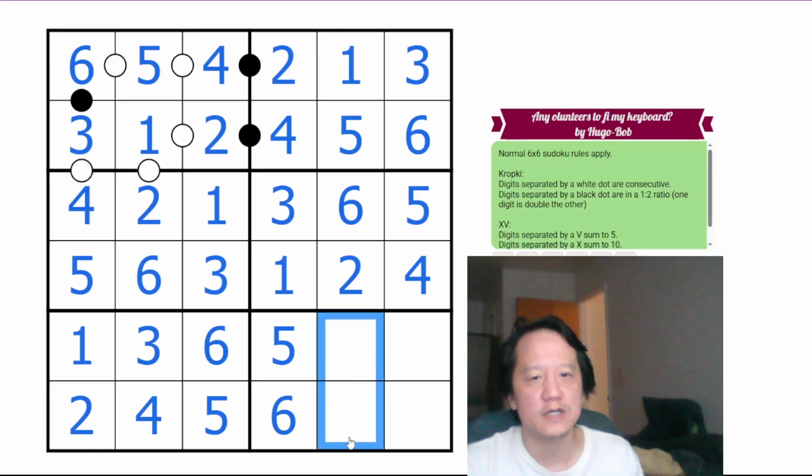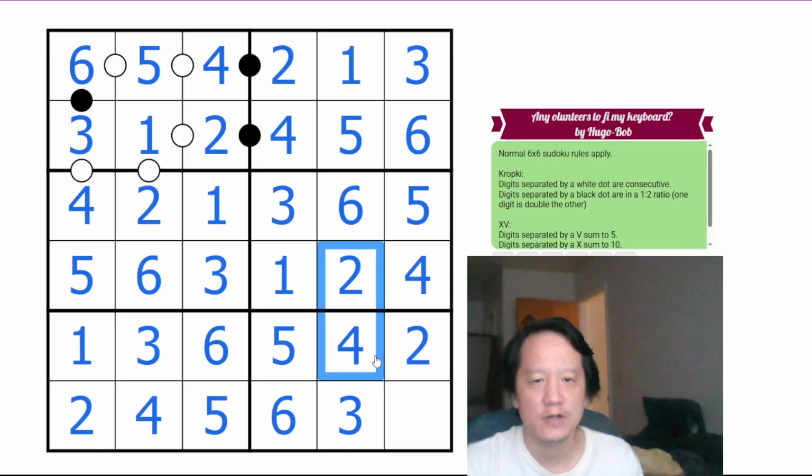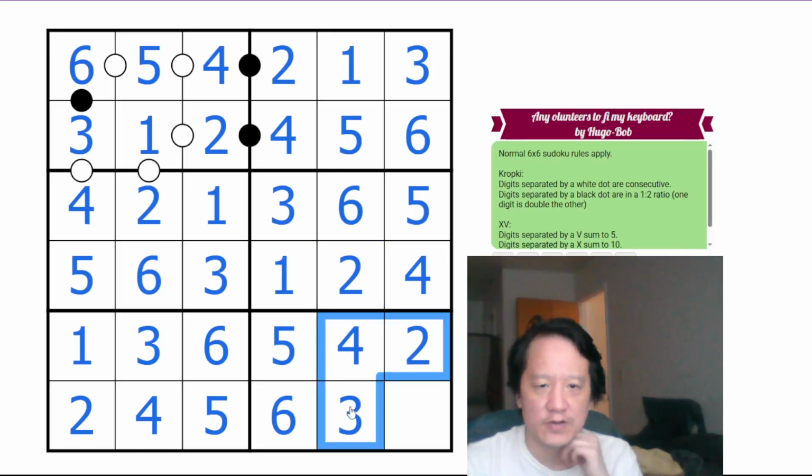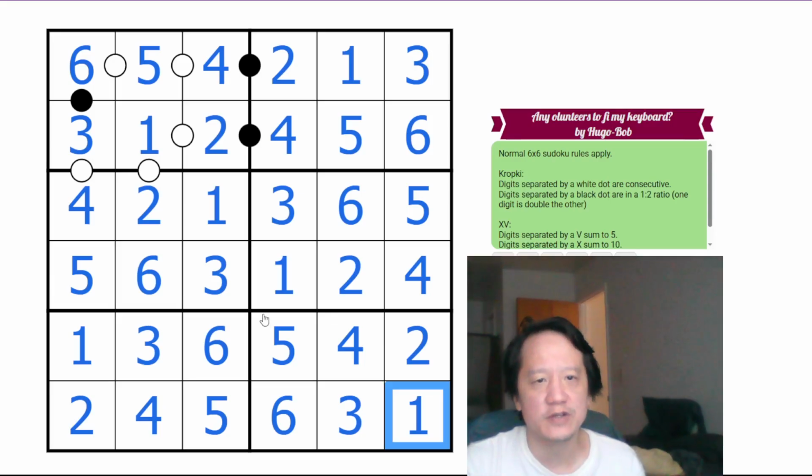Remaining digits in column 5, we have 3 and 4. We can't have a 4 here because of 4 in the row, so that's 3, 4, and we are left with 2 and 1 here. And none of these add up to 5, none of these add up to 10. So that's how you solve it.